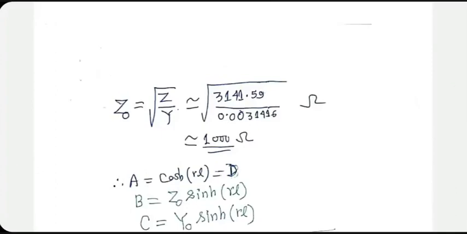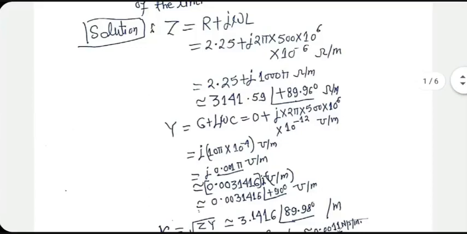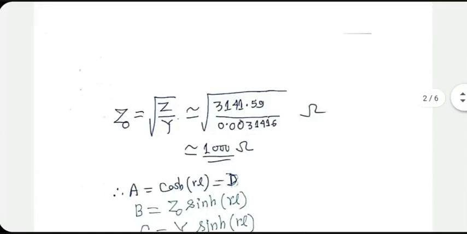I plug in the values, I get almost a real answer. Phase is almost zero. Z naught turns out to be 1000 ohm. You can see that yourself. If you divide Z by Y, you get 89.96 and 90 degrees. The difference is very small, so I ignored it. I only took the modulus of Z and Y, divided modulus of Z by modulus of Y, and took the square root. Z naught is almost a real number, 1000.